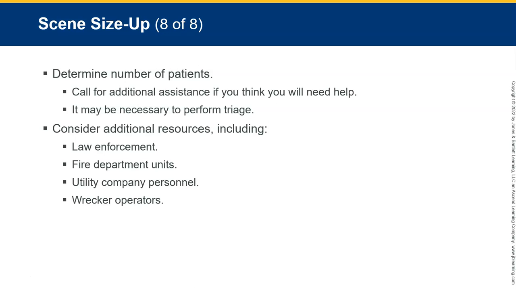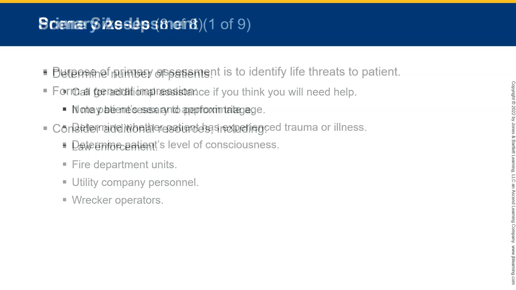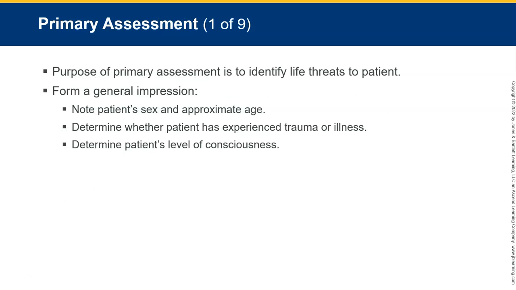Whenever you start considering those additional resources we mentioned, you want to think about traffic control, crowd control. Maybe you need fire there for some spilled fuel or something. Or we talked about damaged utility lines, and then of course wreckers, and make sure you have an idea about what that whole thing should look like.